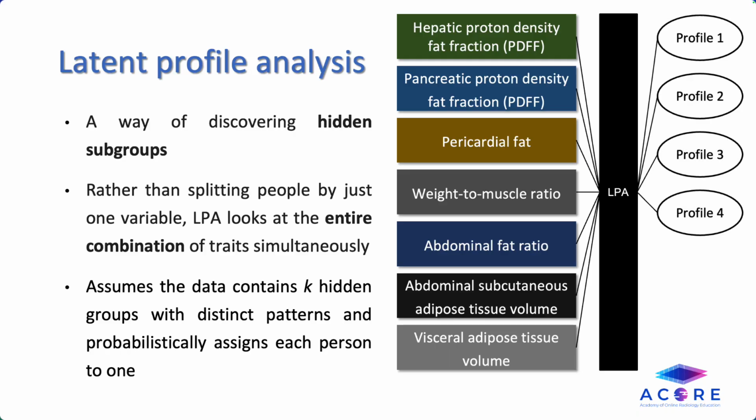Crucially, all 8 variables are considered at once. That means each profile reflects the person's entire fat distribution pattern and not just one depot. In this study, the LPA identified 6 distinct profiles in both men and women, and we'll explore those next.